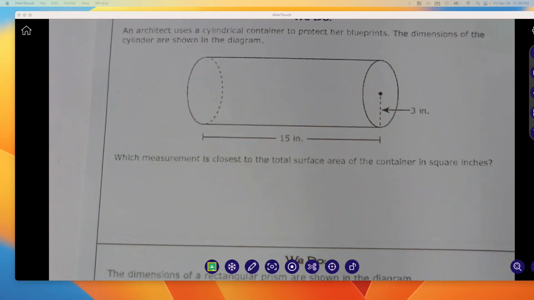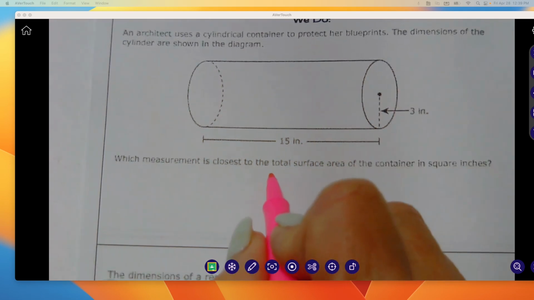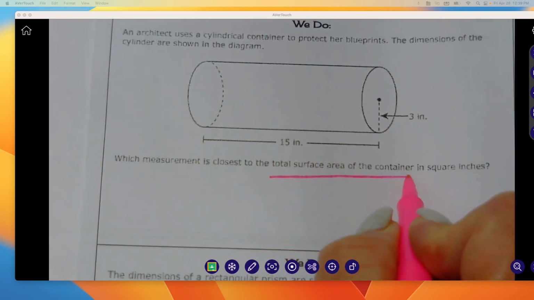Okay, we're going to be looking at surface area today. Let's look at the first one. It says an architect uses a cylindrical container to protect her blueprints. The dimensions of the cylinder are shown in the diagram. They want to know which measurement is closest to the total surface area of the container.